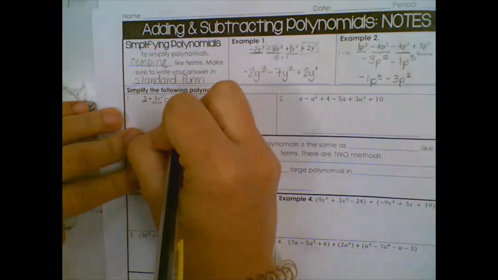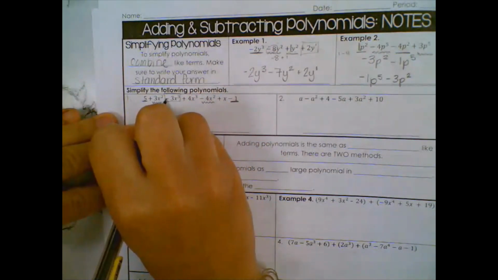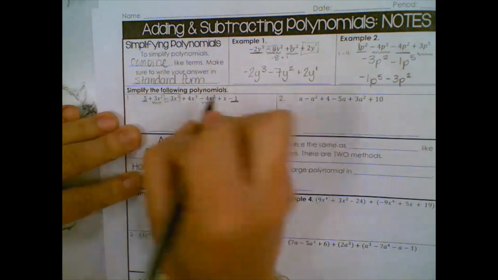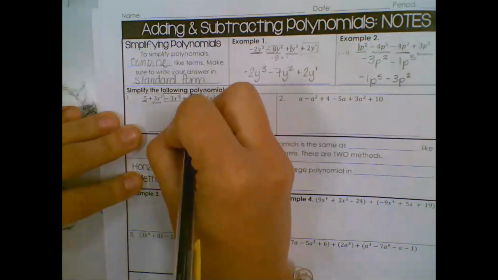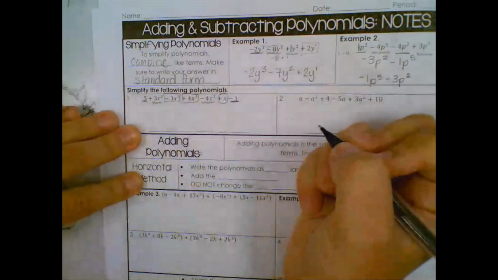This is x to the 3rd. Now, make sure to leave the symbol inside. We don't want to accidentally mark through the symbol. That's part of the 3. And then I have another x to the 3rd here. And then I have this lonely x.